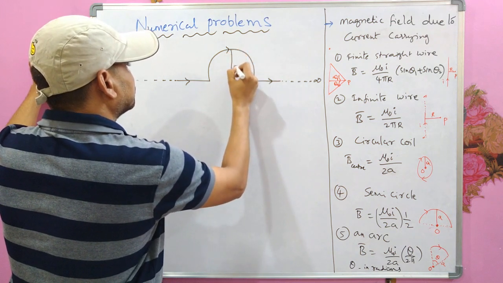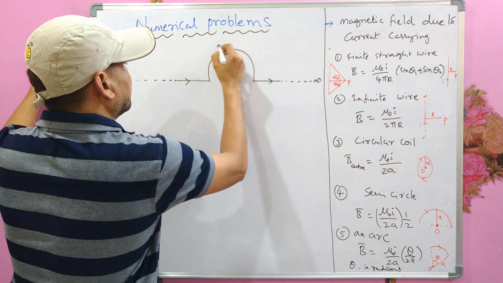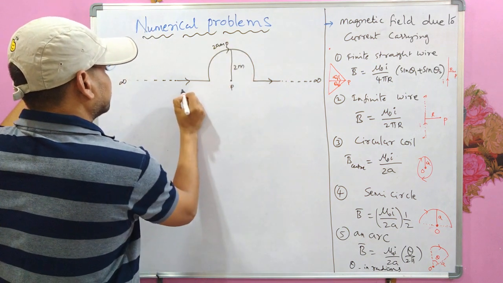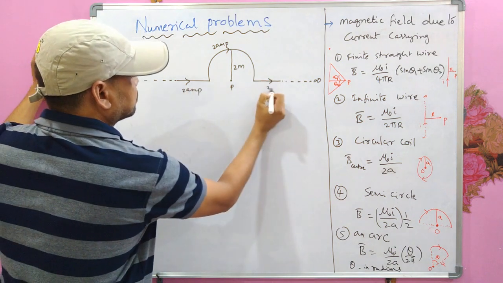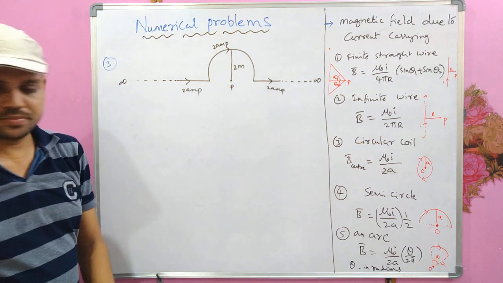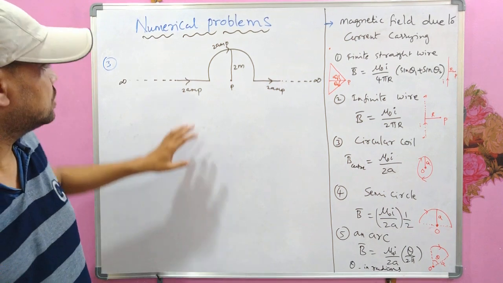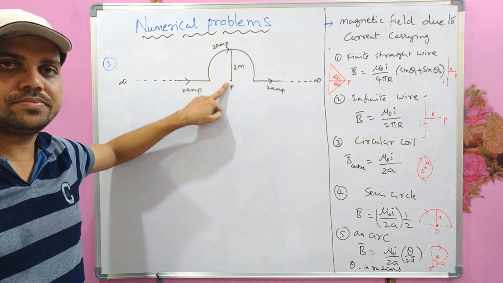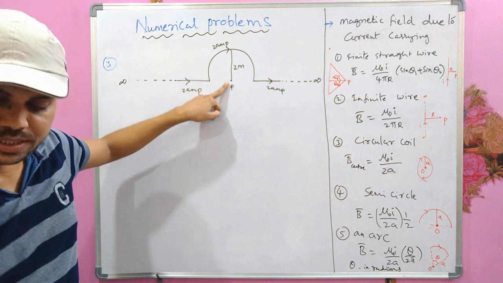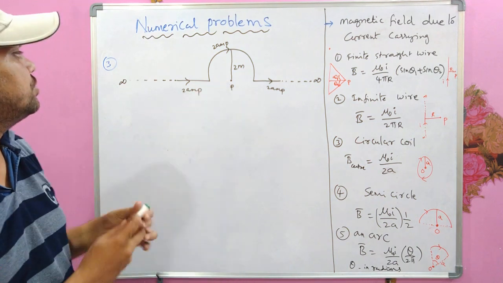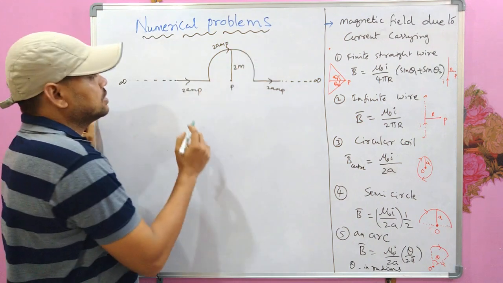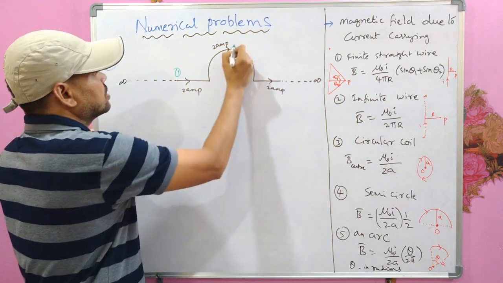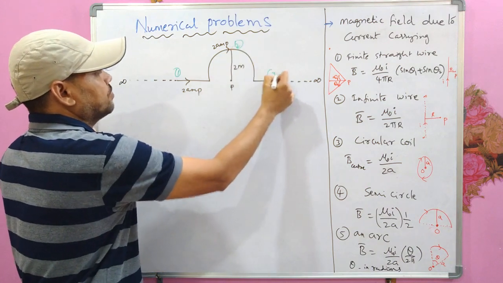Take this wire with some 2 meter radius and some 2 ampere current flowing through it. I want to find out the magnetic field at this point. For this kind of problem, you have to divide it into components. For example, this is 1, this is 2, and this is 3.